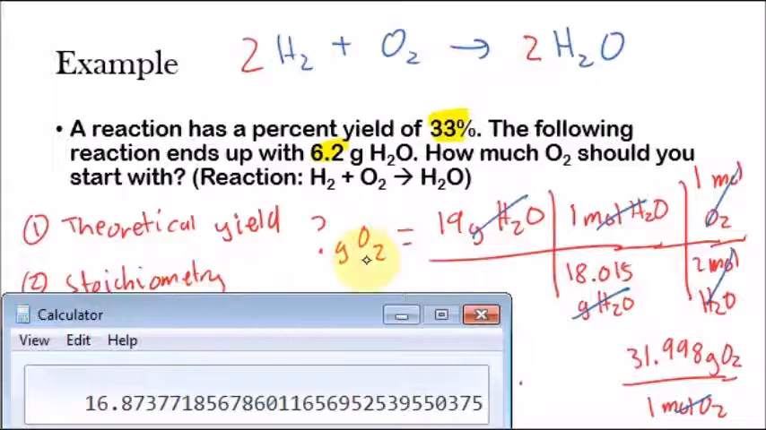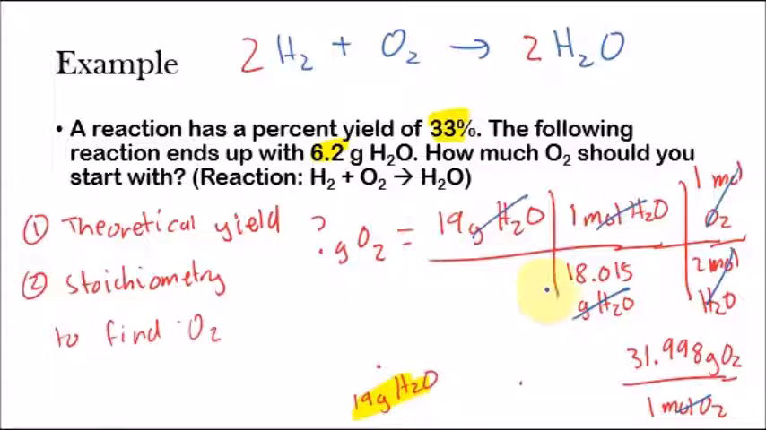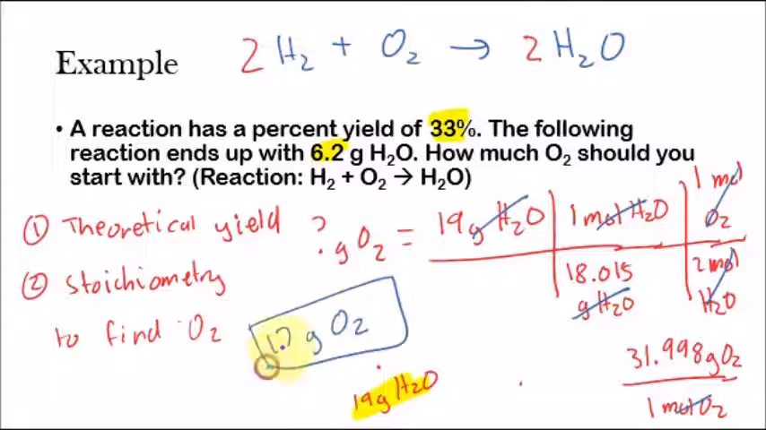Our answer needs to be rounded to 2 significant digits because the number 19 has 2 significant digits. This number has 5. We ignore these numbers 1 and 2, and this number has 5. So our answer needs to be rounded down to 2 significant digits, so this will be rounded to 17 grams of O2. Okay, and that's our final answer. This is how much you start off with.